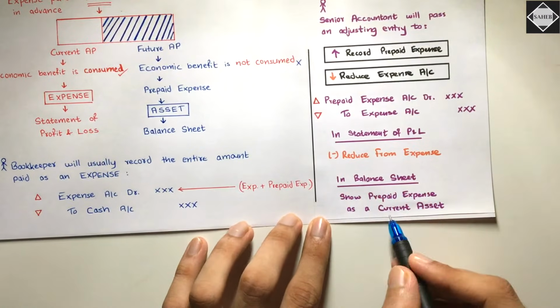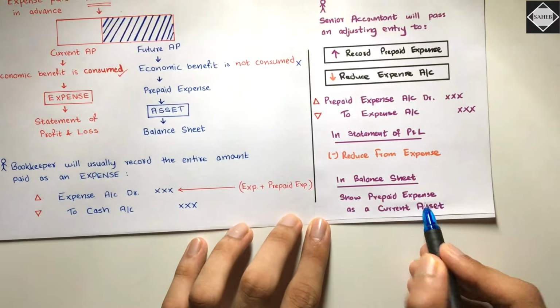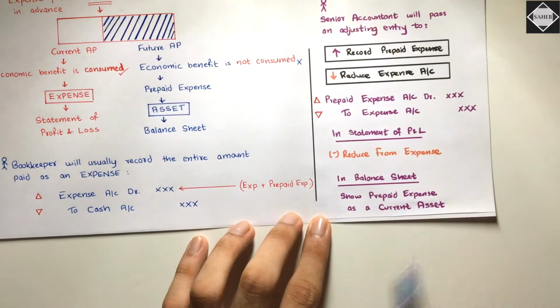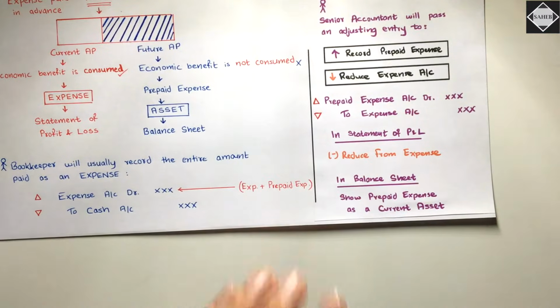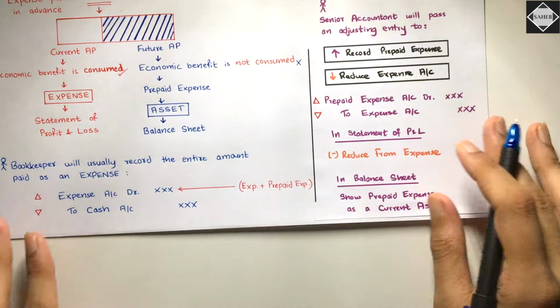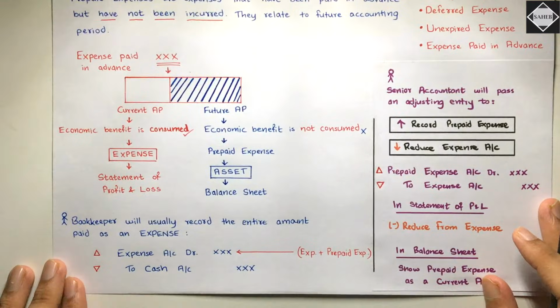And in the balance sheet, what do we have to do? We have to show prepaid expense, 2 months' rent, as a current asset. Is that clear? This is the idea. This is the entire logic. Fine. You understood this? It's really simple and straightforward.